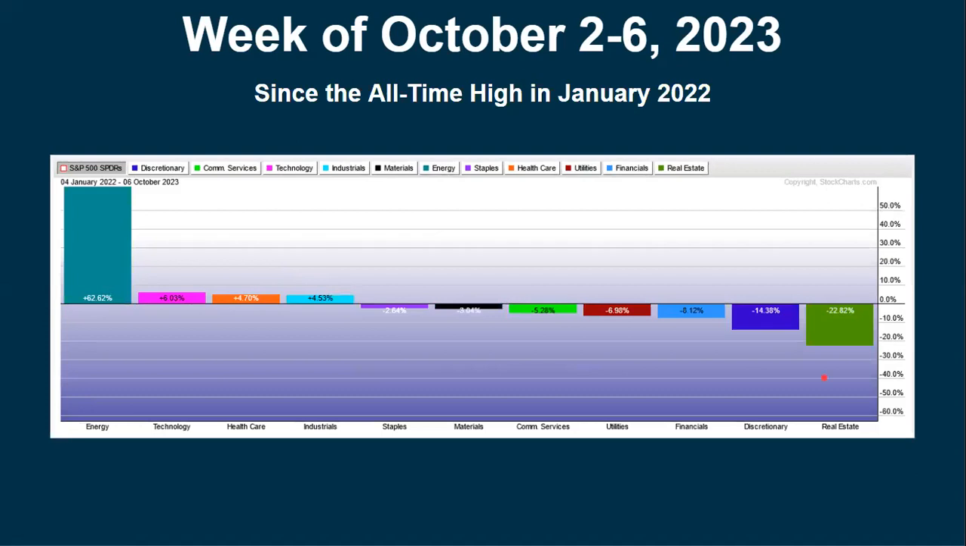Going back to the all-time high, energy, even though it's giving back some gains now, it's still doing the best since that time. And we have a few other sectors which are turning more positive, and then the other sectors still remain negative, with real estate showing the more long-term decline.